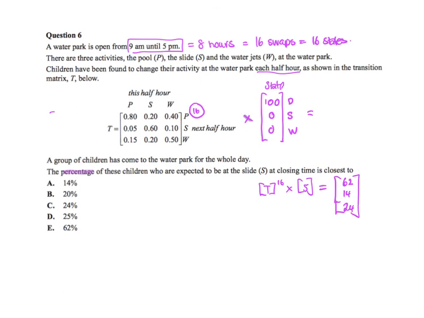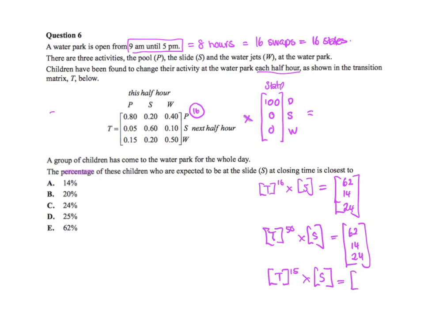Okay, so we also had a look, and if we did the power of 50 times that state matrix, we also got the same. I also tried the one before, to make sure whether it is the same, and we hit a steady state. So I'm pretty happy now that it is the steady state. So they wanted the slide, which was the second one. So I'm going to take the 14%.